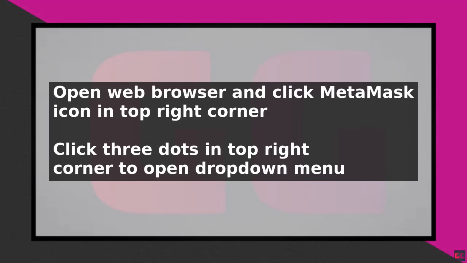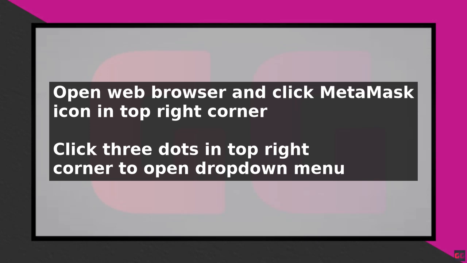To make MetaMask full screen, you need to access the browser extension settings. First, open your web browser and click on the MetaMask icon in the top right corner. This will open the MetaMask pop-up window.